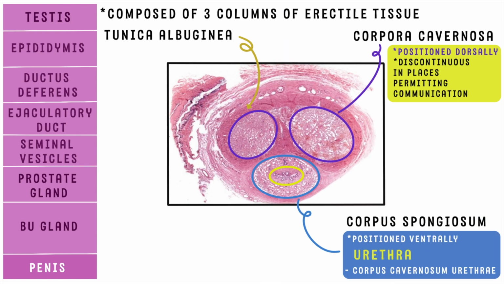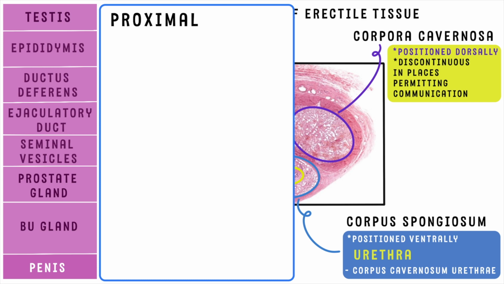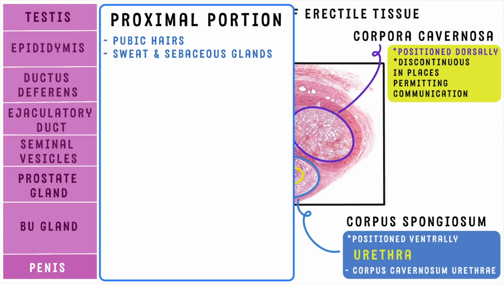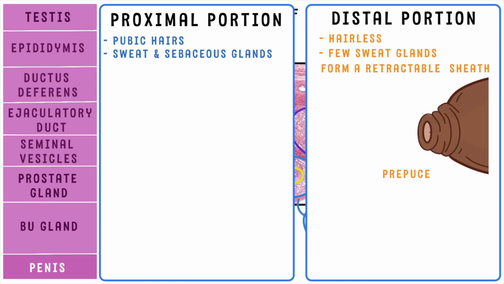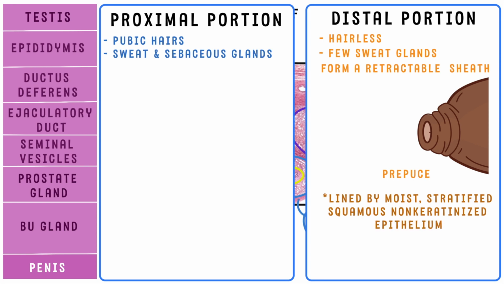The 3 corpora are surrounded by a common loose connective tissue sheath, but no hypodermis, and are covered by thin skin. The skin on the proximal portion of the penis has coarse pubic hair and numerous sweat and sebaceous glands. The distal portion of the penis is hairless and has only a few sweat glands. Skin continues distal to the glans penis to form a retractable sheath, the prepuce, which is lined by a mucous membrane, a moist, stratified squamous, non-keratinized epithelium. When an individual is circumcised, it is the prepuce that is removed.